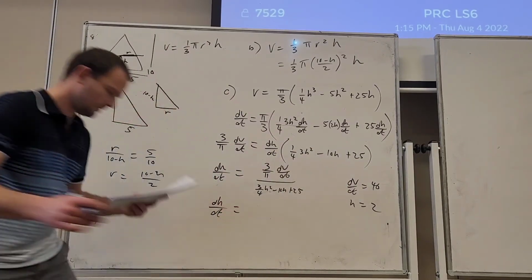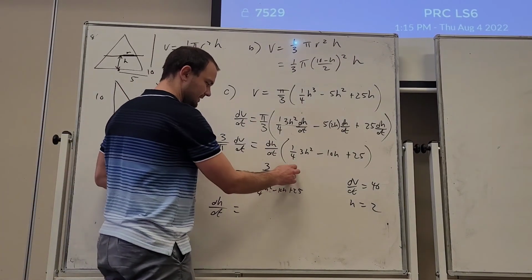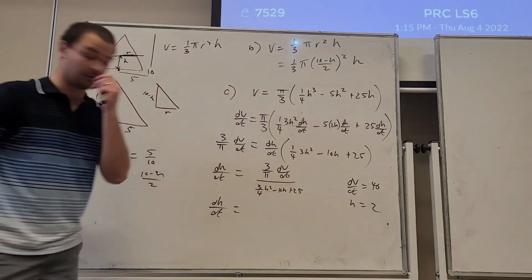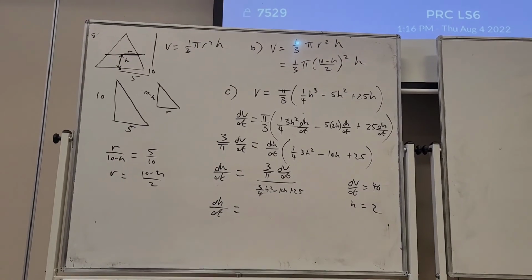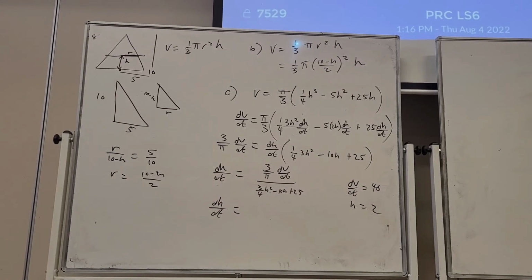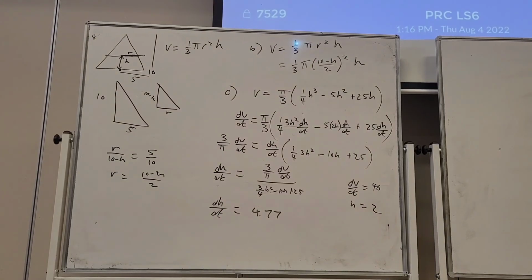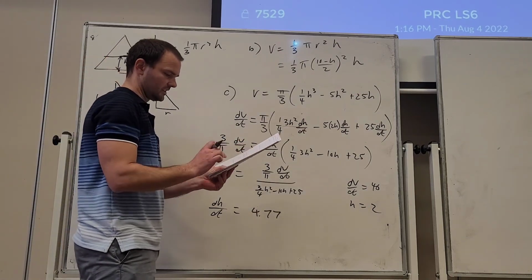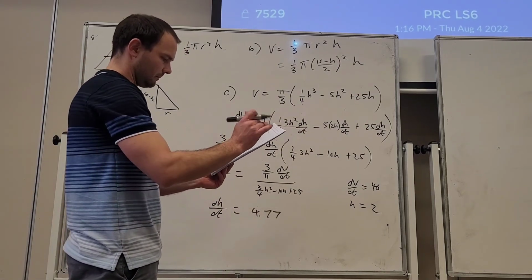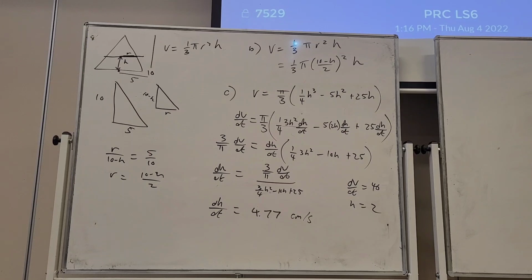It doesn't say find it exactly, so we'll just smash that in the calculator. So I'm going to put 40 where the dV on dt is, and the 2 where the h is. That's 4.77. And we need to state the unit. So h is in centimetres, and V is in millilitres, which is centimetres cubed per second. So dH on dt is centimetres per second. Cool. All right.